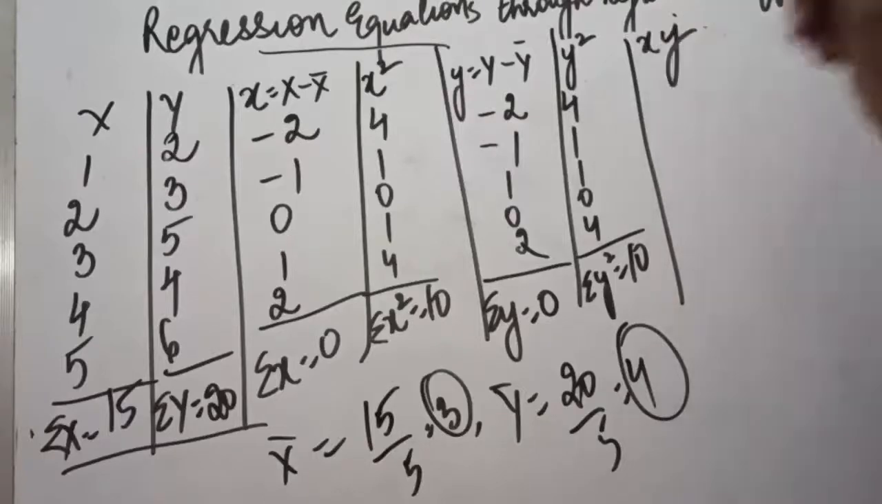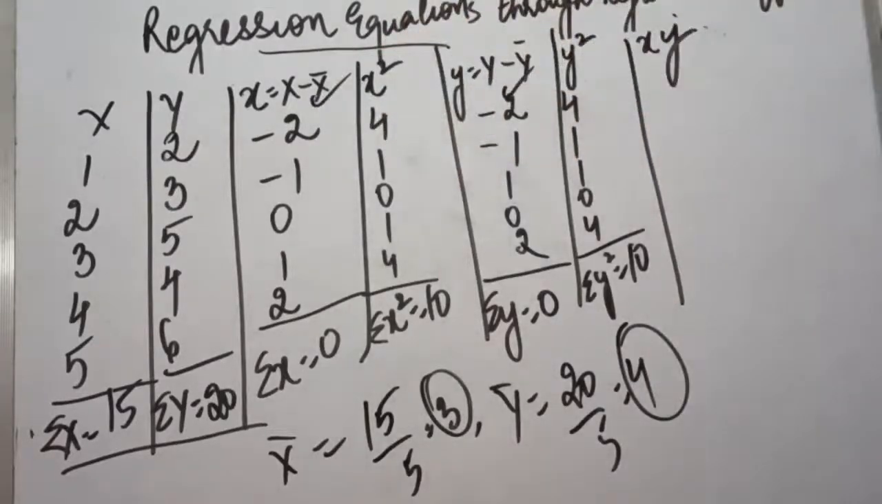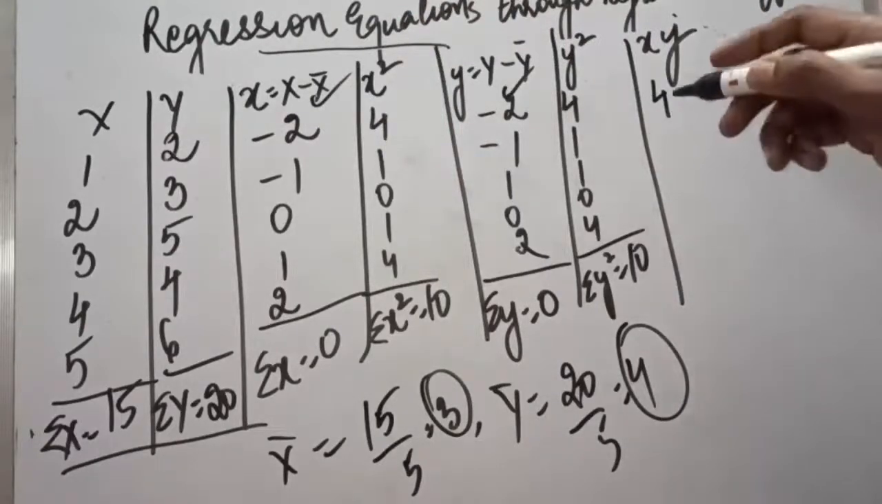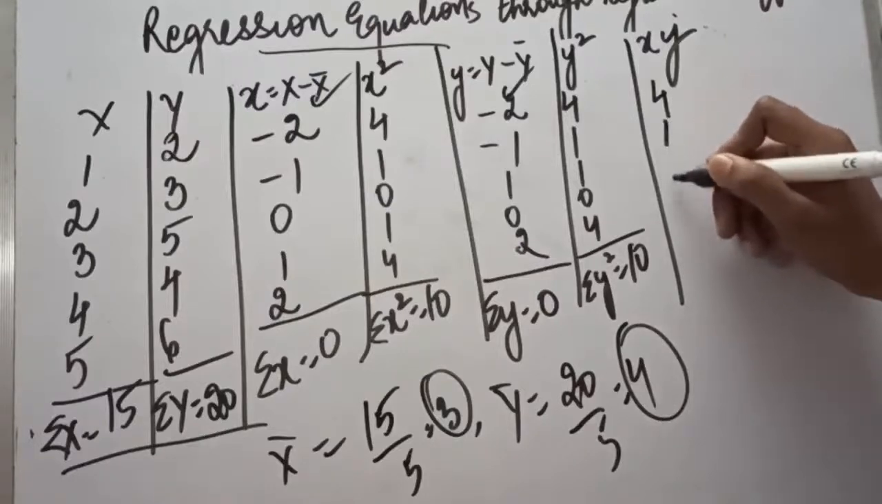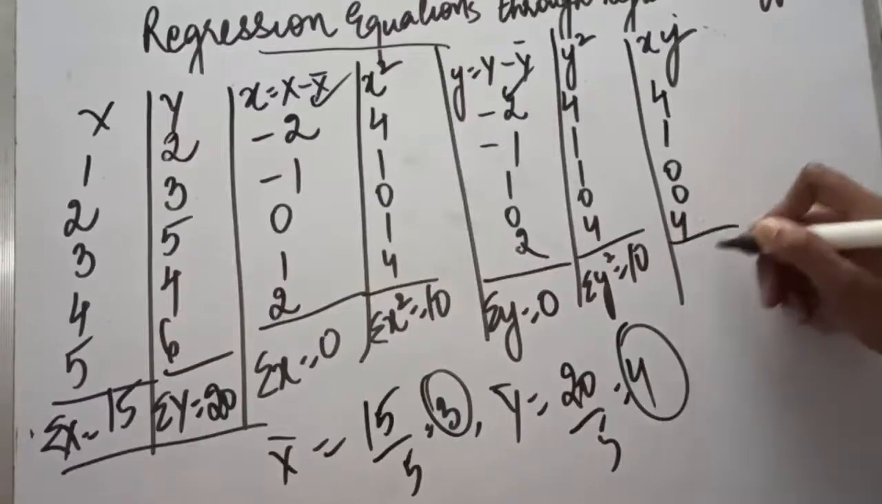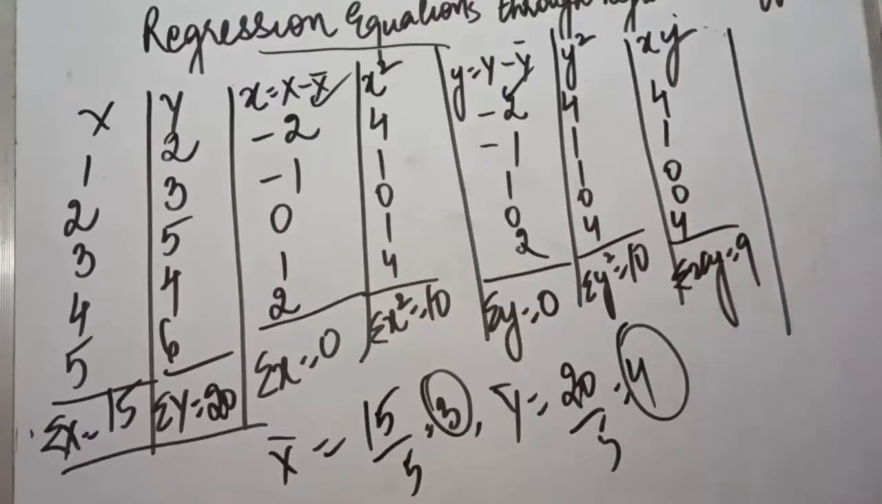One more thing we may require is small xy. So we will multiply these two, x and y. It will be 4, then 1, 0, 0, 4. Sigma xy comes out to be 9. So now we have calculated all the values.